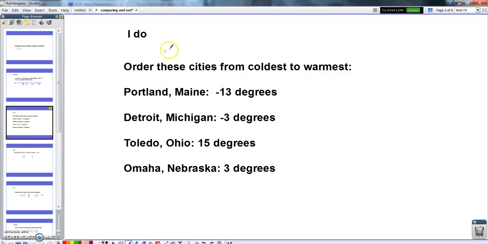So I feel like problems where you're comparing or ordering negative numbers are easiest in a real situation, like if we do coldest to warmest. If you think about temperature, this is easier than if you think just about numbers. So I've got these four temperatures on a cold day: negative 13 degrees in Portland, Maine; negative 3 degrees in Detroit, Michigan; 15 degrees in Toledo, Ohio; and 3 degrees in Omaha, Nebraska.